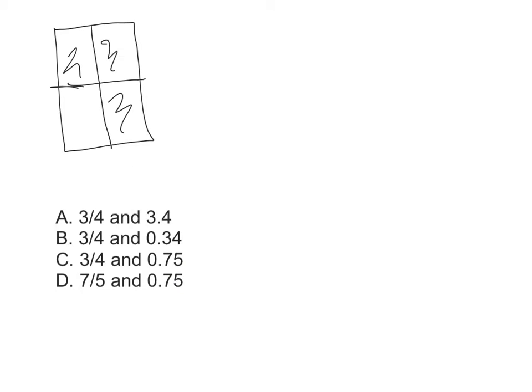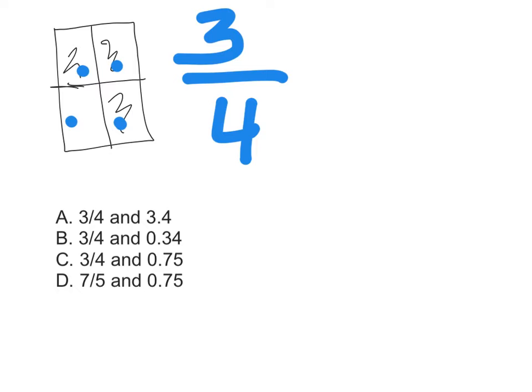So here we've got a fraction, and we have to identify which ones are equivalent. We've got the box, which is shaded in. There are 4 pieces, 1, 2, 3, 4, and there are 3 of them shaded in. So we need to look for which ones are 3/4. So we see 3/4, 3/4, 3/4, 7/5.